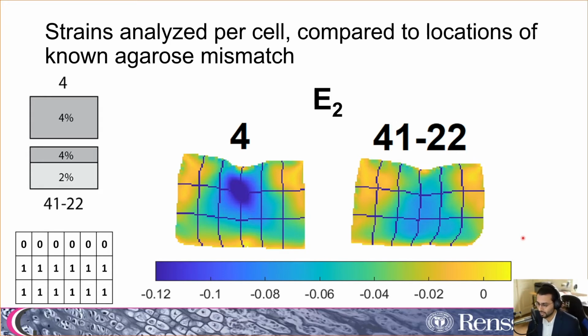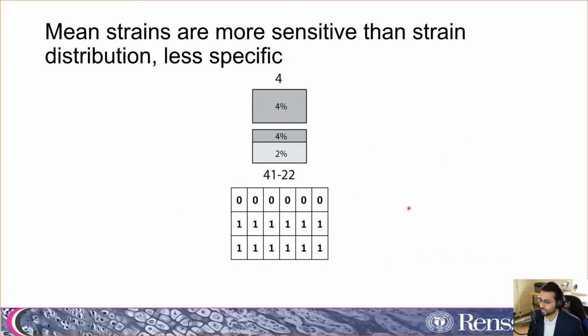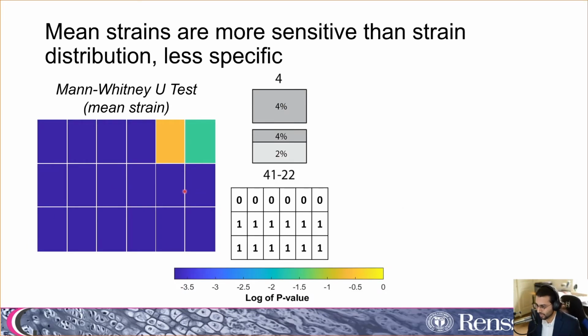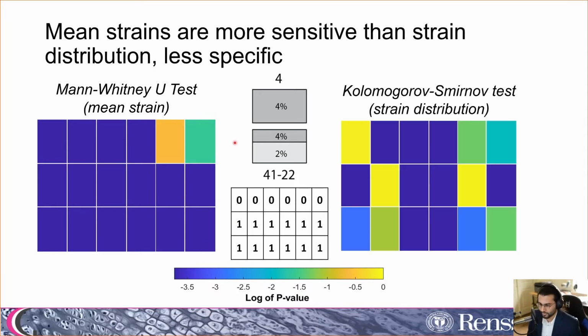When actually comparing the statistics of the pixels in each of these cells, the strain values, we find that the mean strains are more sensitive to these differences. It picks up all the differences here that it should in the bottom. These are all statistically significant, shown by the dark blue color, but it also picks up a few false positives in the top. Analyzing strain distribution, on the other hand, is more specific, but is not as sensitive, as it misses all of these cells at the bottom here.